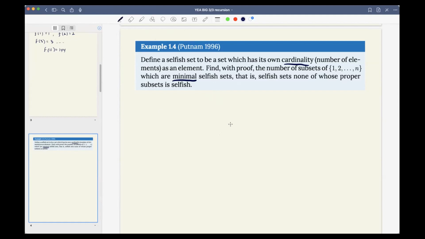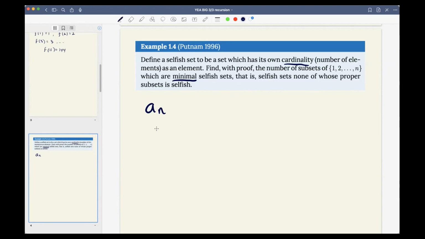All right, so that probably wasn't enough time to solve it, of course, but hopefully you guys have some ideas on how to do this. Anyways, let's define a function or a sequence. Here, let's do a sequence because we did a function for the previous one. But yeah, let's say A of n is what we're trying to find. It's the number of subsets of 1 to all the way to n which are minimal selfish sets.